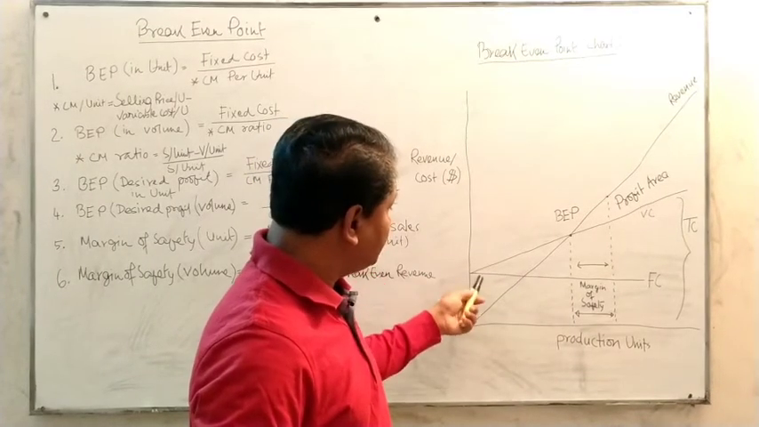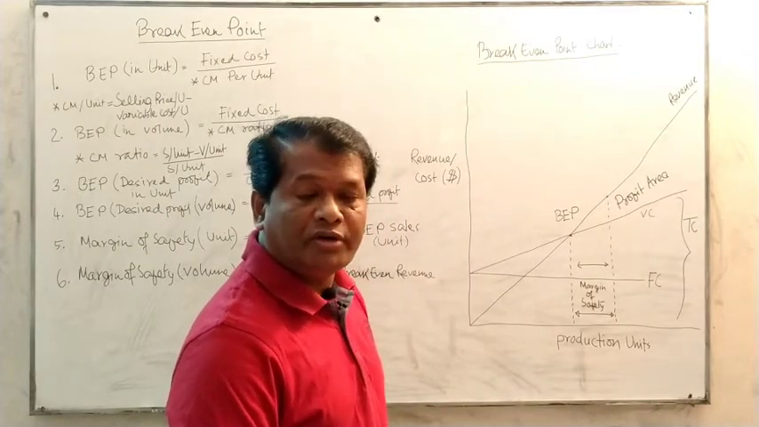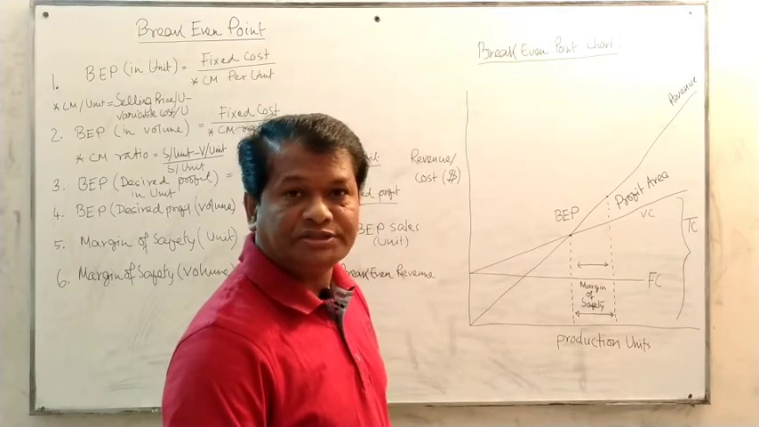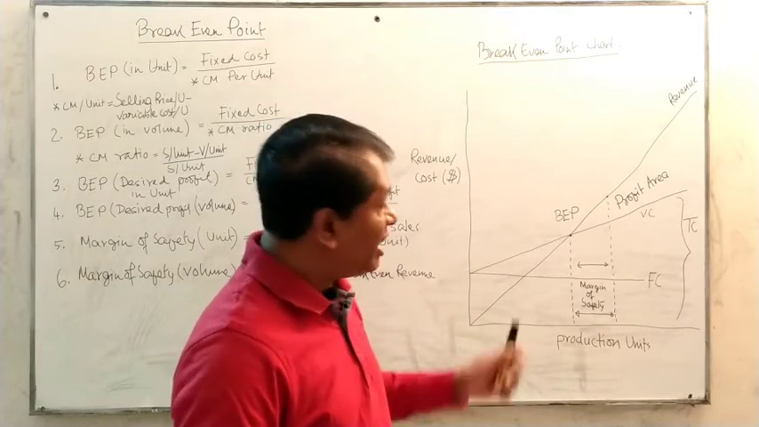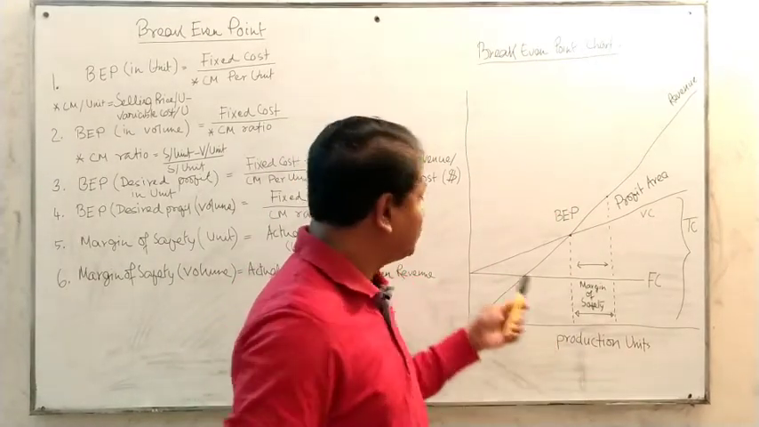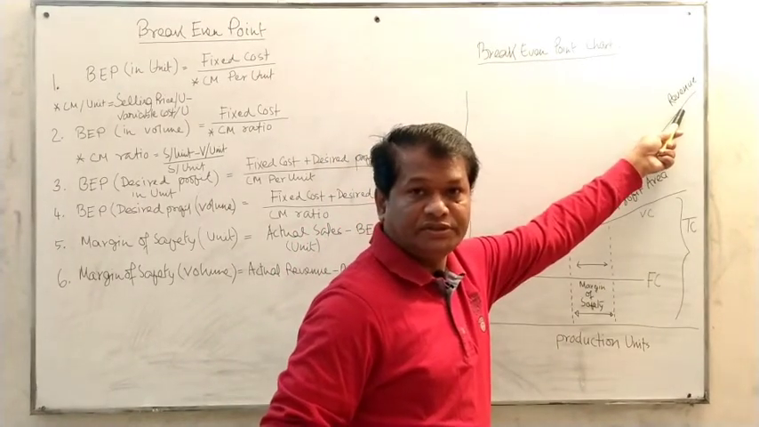Maybe the fixed cost is $5 million. Variable cost is $10 million. 5 plus 10 is 15, and total sales is also $15 million. So the break-even point. This line highlights the revenue or sales.